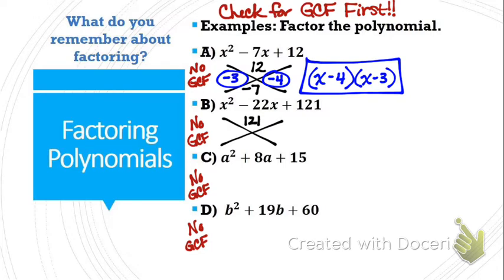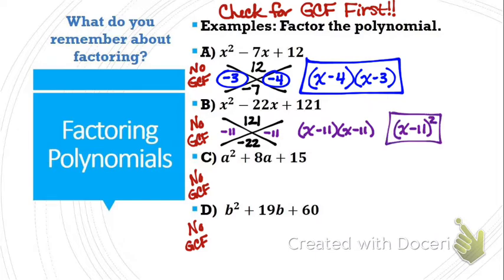For part B, I need two that multiply to positive 121 and add to -22. So -11 and -11, which means I have x minus 11, x minus 11. What's a better or more concise way of writing that idea? Yes, x minus 11 quantity squared. I would not count it wrong if you wrote x minus 11, x minus 11.